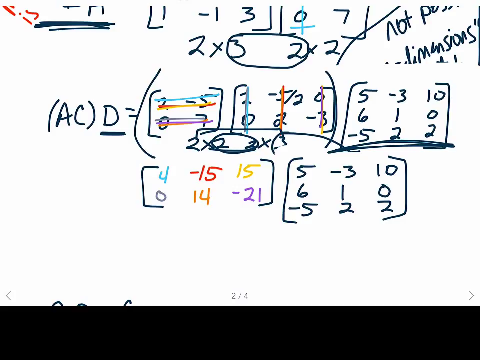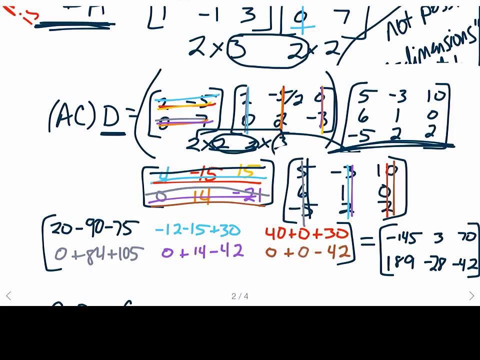We're first going to take the first row of the first matrix and multiply it by the first column of the second matrix, one by one. So that's going to be 4 times 5 is 20. Negative 15 times 6 is negative 90. And 15 times negative 5 is negative 75. Then we're going to take that first row and multiply it by the second column. And then we're going to take the first row and multiply it by the third column. And then we're going to take the second row and do the same thing in turn. So go ahead and do that and then come back to the video.